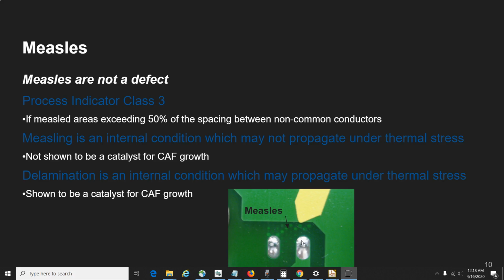Stress and production can also produce measling. Other causes: measling occurs most often when there is not enough resin supplied during the lamination process of the PCB. Using proper production technique can help limit its development. However, some PCB measling will occur during the life of the board due to mechanical stress placed on the equipment.